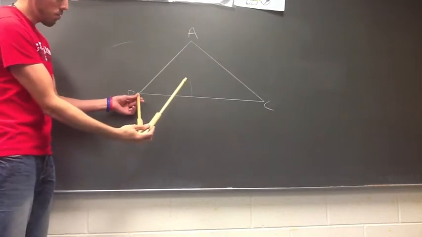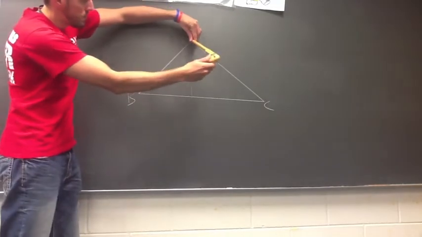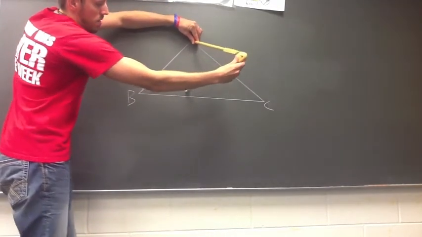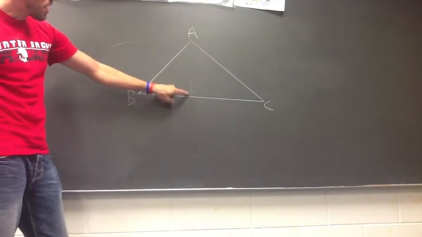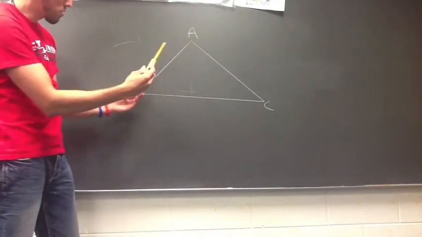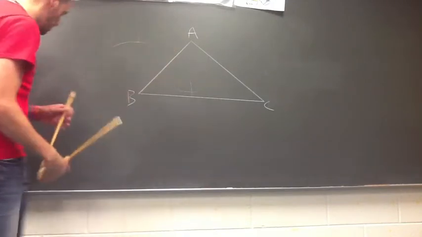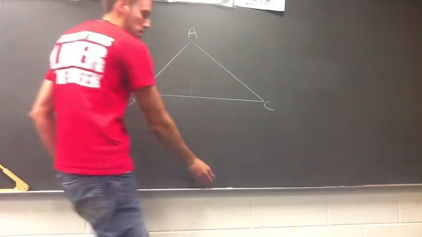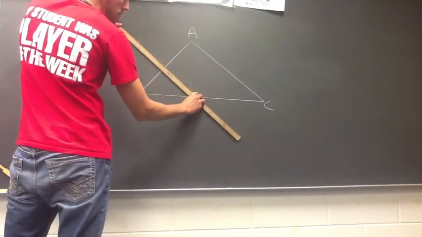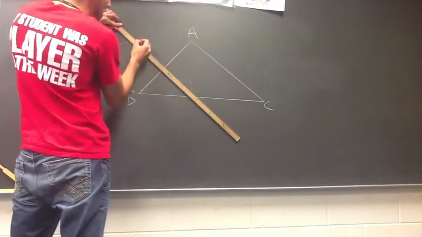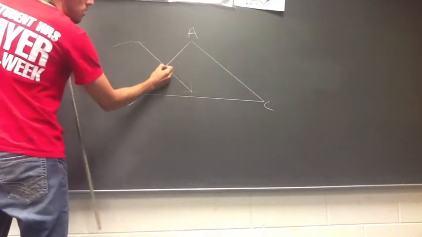Without changing the length or the opening of the compass, you're going to do the exact same thing from A, from the other point of the segment. Arc above, arc below. These intersect, these do not, so you need to make sure that they intersect here. And once you have the intersection of the two arcs, you connect. Connect to find actually where the midpoint is.